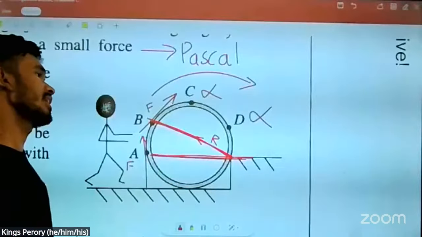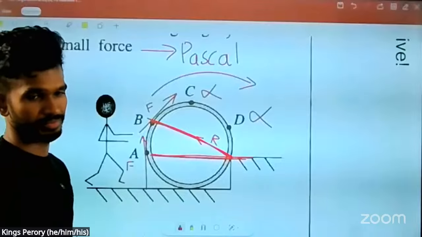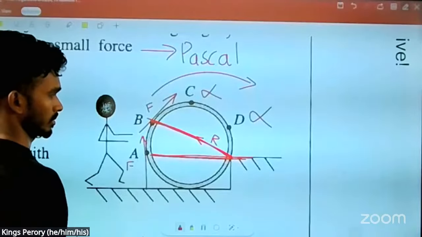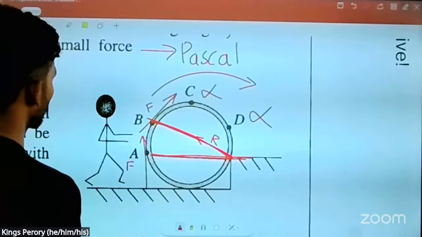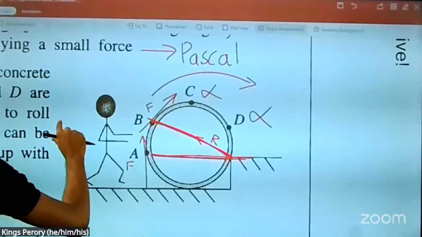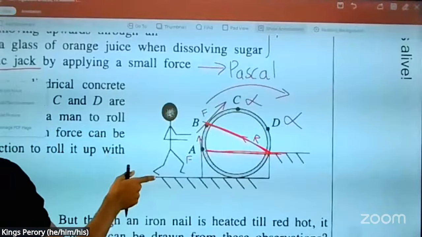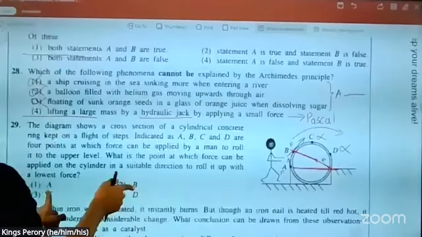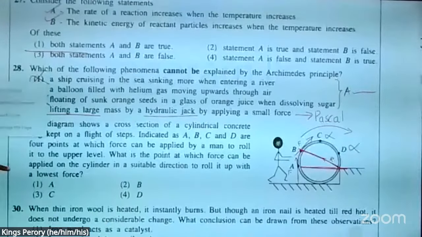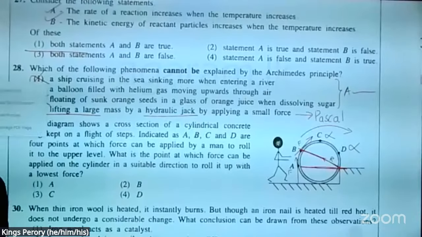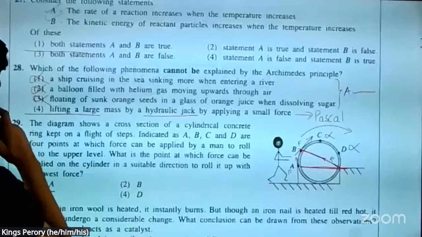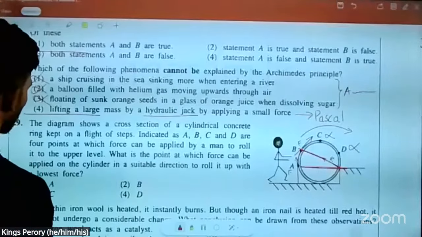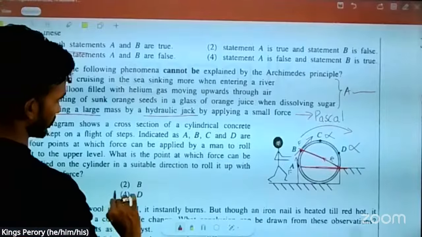That year they gave marks for both A and B. Both A and B. So you can get marks for both A and B. That's a practical question which you need to think about and answer. A is correct, even B is correct.